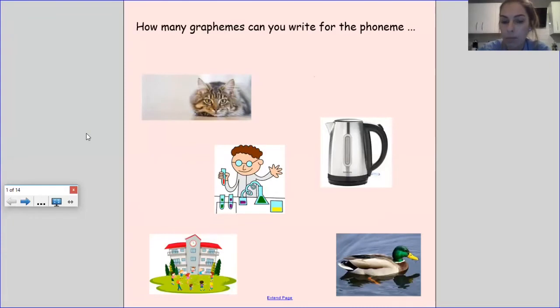How many ways can we write this grapheme? First of all, we need to think about what the phoneme could be. So we have the picture cat, we have kettle, a duck, a park, and here we have a chemist. So I think the phoneme could be k, isn't it? They all have k in common. So how many ways can we write the phoneme k? How many graphemes are there?